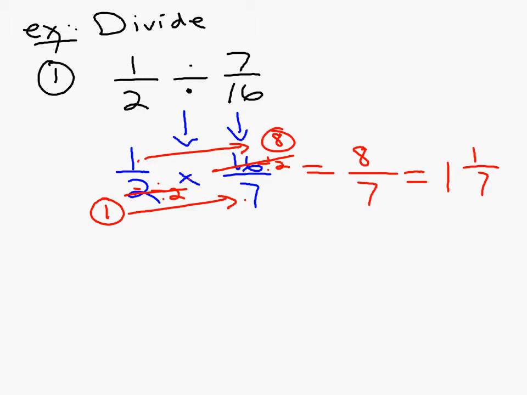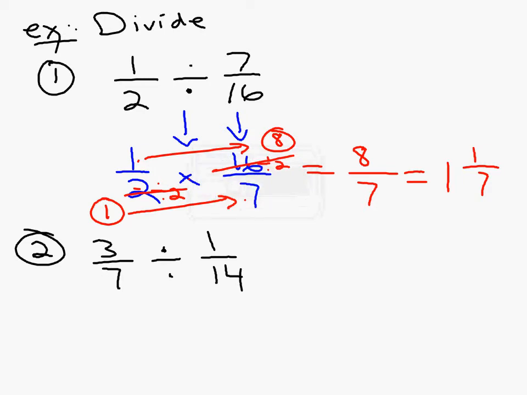So that's all you do is flip the number. You just flip the second fraction and multiply. You just have to pay attention to whether it's a mixed number or not. Okay? All right, you try this one now. 3/7 divided by 1/14. I'm going to pause the video.